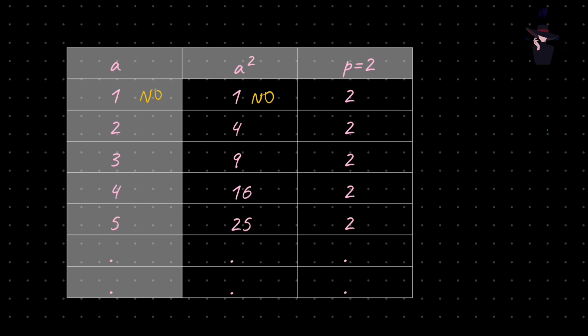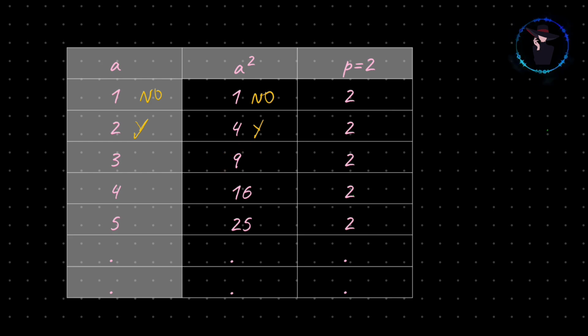The value of A square is 4, which means the value of A is 2 because 2 square is 4. Can P divide 4? Can 2 divide 4? Yes, it does. We all know it divides. So it is yes. Can 2 divide 2? Yes, it does divide.